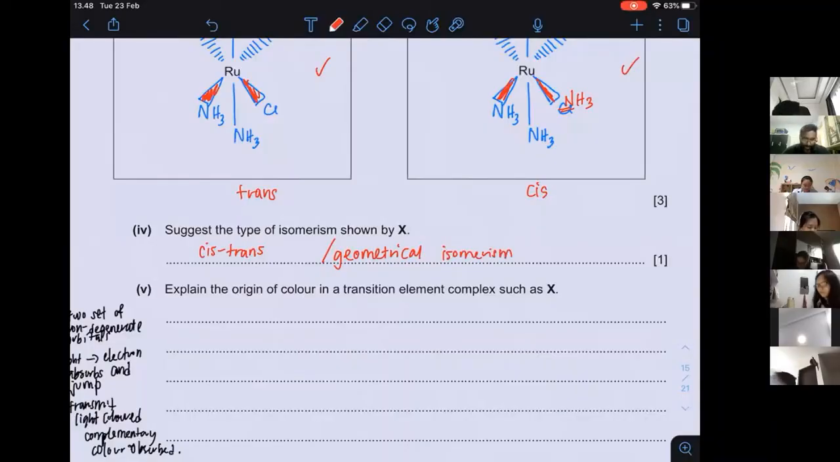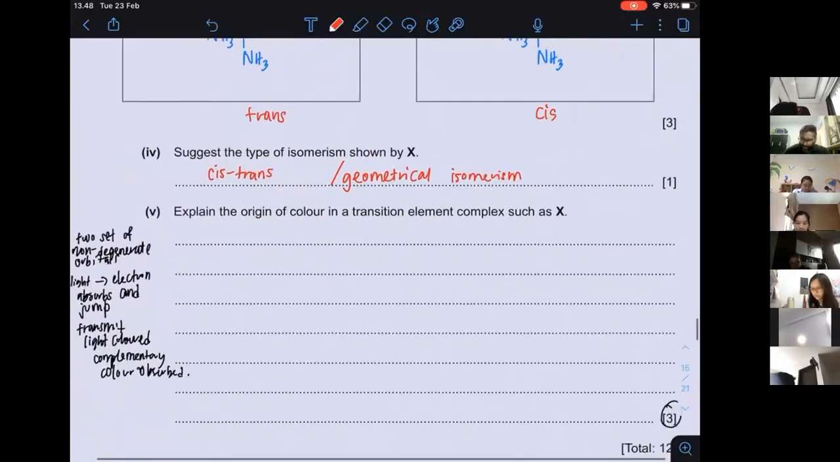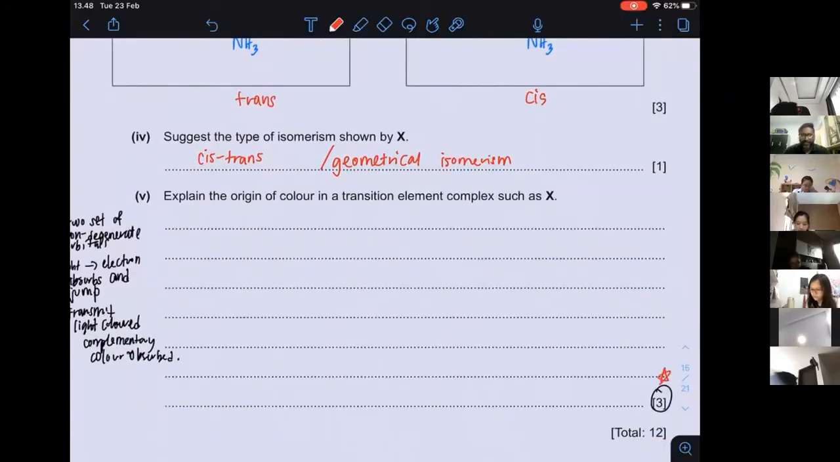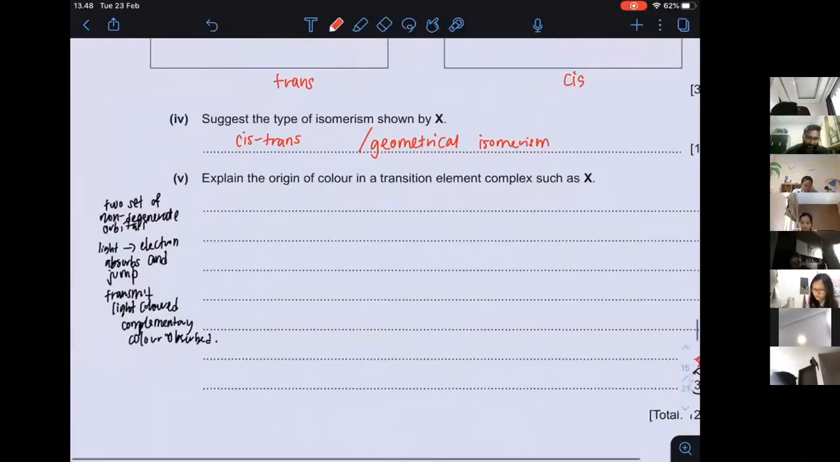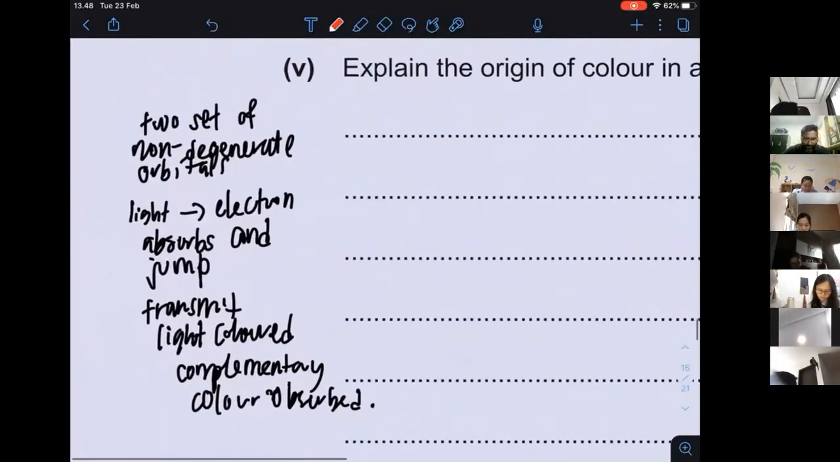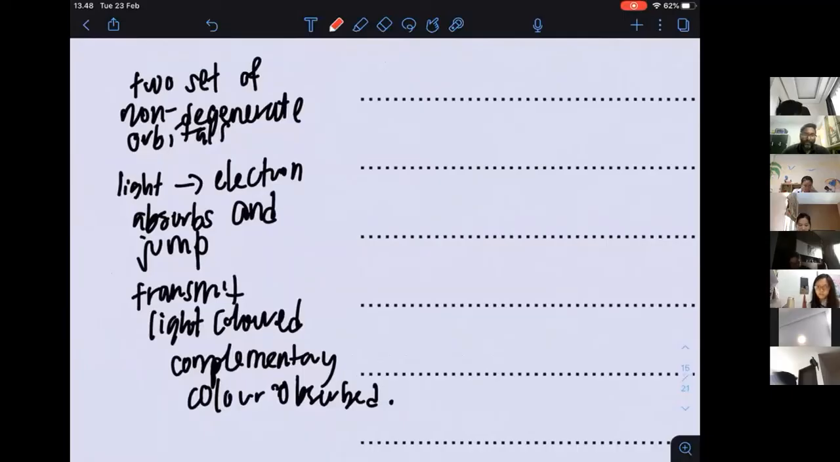Now explain the origin of color in transition element complex such as X. This one we have done many times already. It is 3 marks, so please take note, there are 3 important points that you need to consider. I've written down some important points over here. When you have this kind of situation, the presence of ligands will split the d orbitals. You must mention it's d orbitals here. They will create 2 sets of non-degenerate d orbitals, meaning different energy levels.